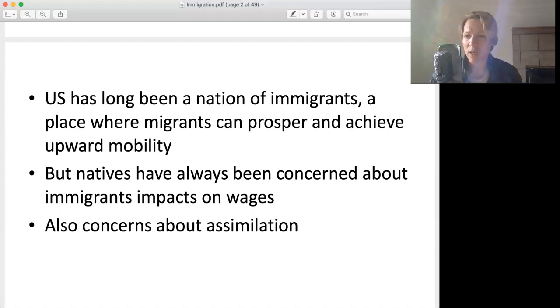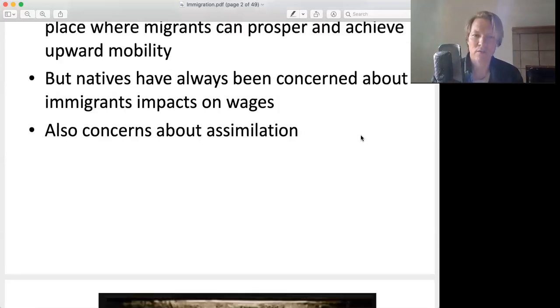And the concerns are roughly similar across time. There are concerns about assimilation: how much will they adopt the quote unquote American way of life? And there are concerns about impact on wages. We have more workers coming here. What's going to happen to employment opportunities and wages? So concerns in recent periods about immigration often echo those from going all the way back to the 1850s.